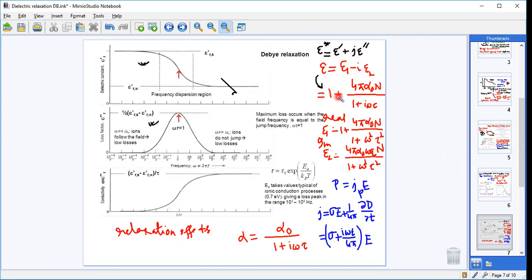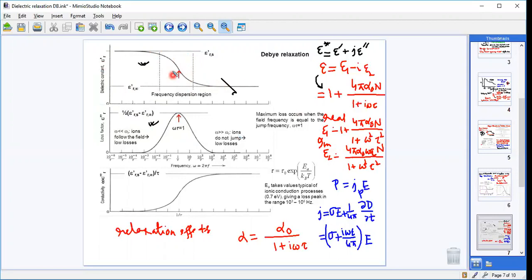i omega tau, it turns out from this equation that the real part of the dielectric constant is 1 plus 4 pi alpha naught n over 1 plus omega square tau square, and epsilon 2 is simply 4 pi alpha naught omega tau n over 1 plus omega square tau square, where these are the real and imaginary parts of the dielectric permittivity respectively. The variation of epsilon 1 and epsilon 2 with frequency is shown in the figure, where this is the static part of the real part of the dielectric constant over frequency. This is at frequency tending to infinity. This is the real part of the dielectric constant at infinity.